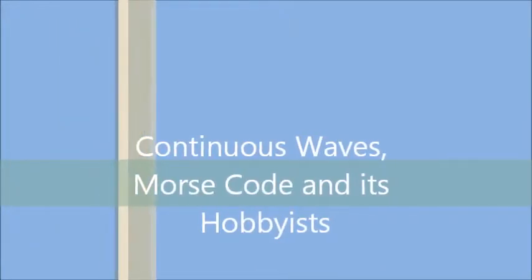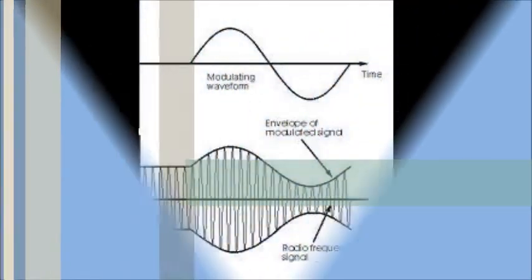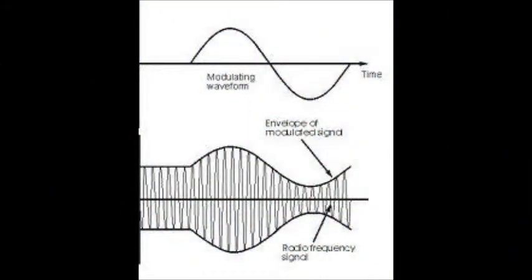Continuous waves, Morse code, and its hobbyists. This is a waveform of a continuous wave. This is Samuel Morse, who created Morse code. This is his sequence of coding for Morse code.